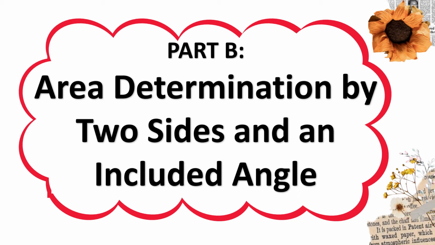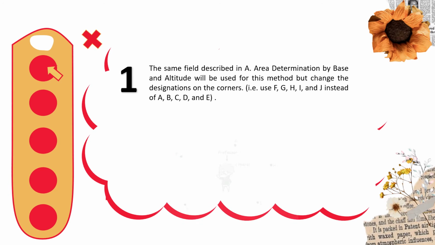So let's proceed to part B. Area determination by two sides and an included angle. First step. The same field described in part A, area determination by base and altitude, will be used for this method, but change designation on the corners. For example, use F, G, H, I, and J instead of A, B, C, D, and E.